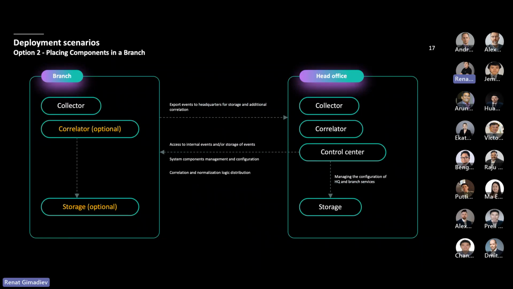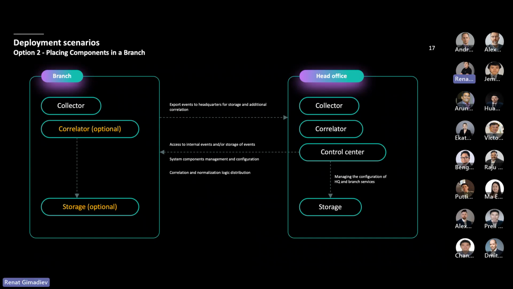In some cases, due to government or local policies, restrictions, etc., additional components might be installed. In some cases, a correlator or even storage might be deployed in a branch, but they will be related to the head office, to the main KUMA deployment, and so they will be managed via one single console.